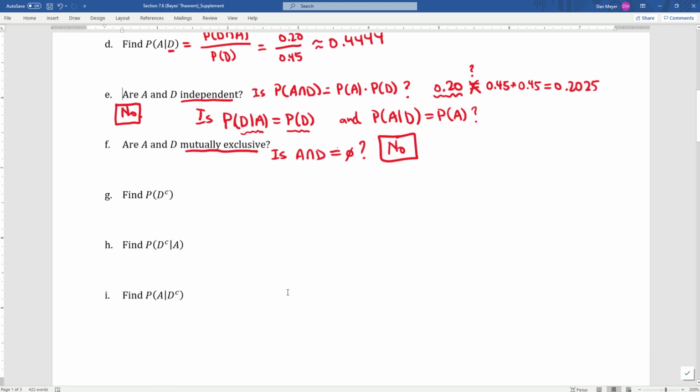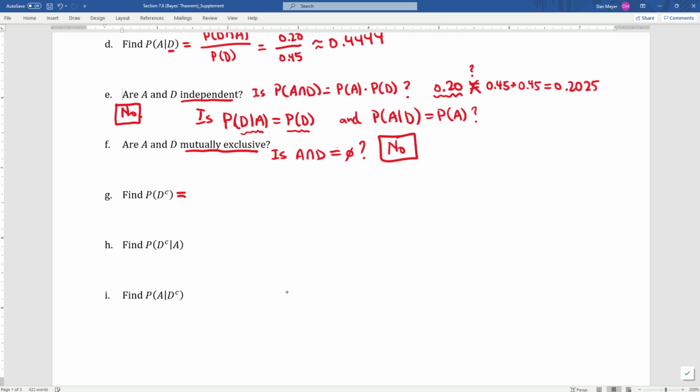Or at least realize that there is a difference and know how to deal with each individual case. You don't necessarily have to have a perfect understanding of what the difference is, but make sure that you understand that there is a difference and be able to deal with the difference. All right, the probability of D complement.